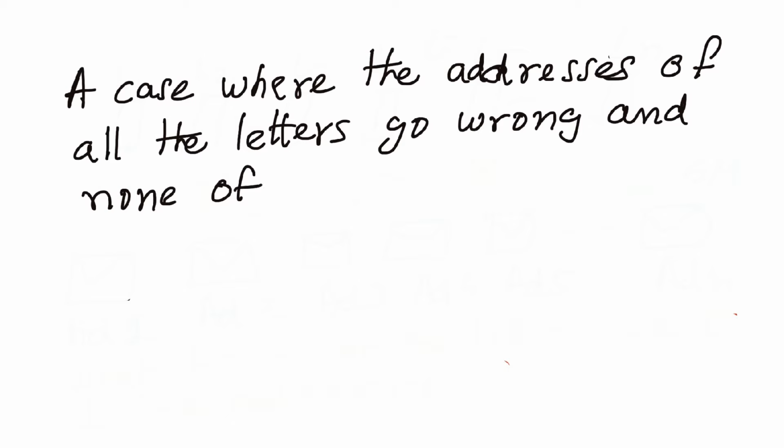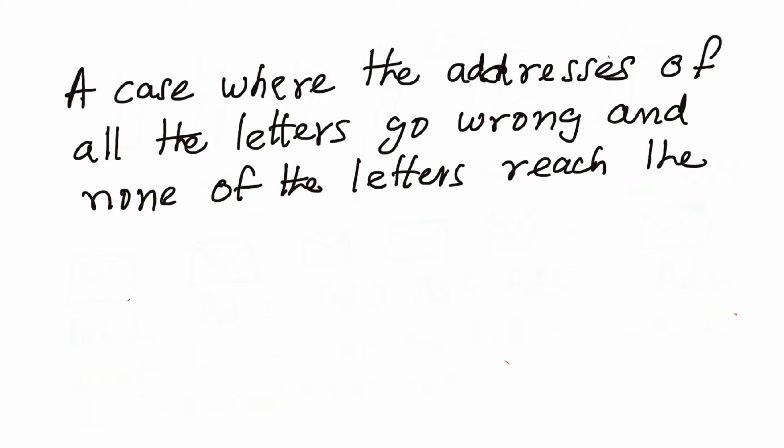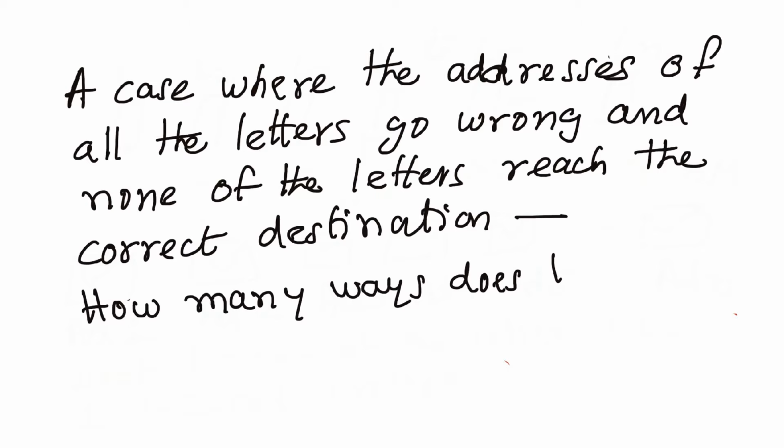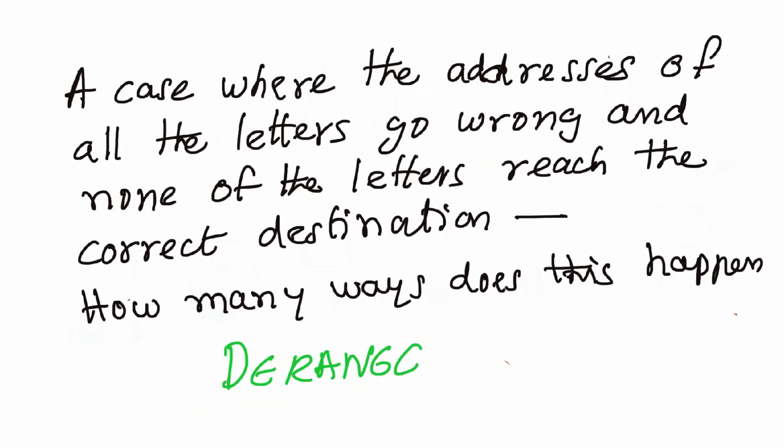This mathematical concept is called derangement, and derangement happens when all the values are not in their intended positions, which means that in this particular case we are dealing with all the letters not being in the correct envelope, which means that none of the letters would reach the correct destination. So in derangement, we'll be looking at how many ways this misplacement can happen. What are the ways in which the letters can be kept in the wrongly addressed envelopes? That's what we are dealing with in derangements.